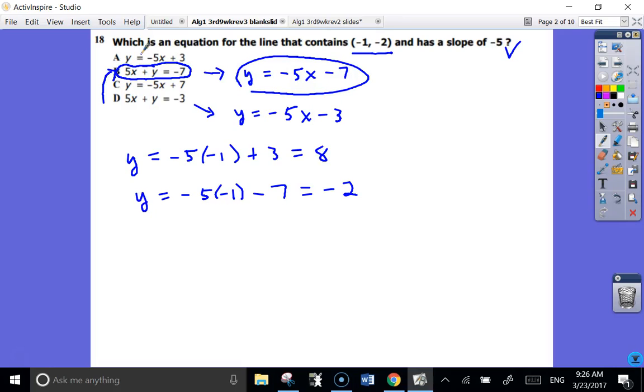But the only way to know the slope is you have to solve for y first. So that's left over from the linear stuff we were doing yesterday.